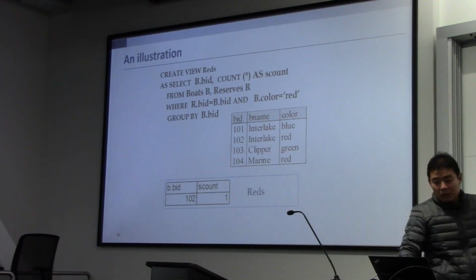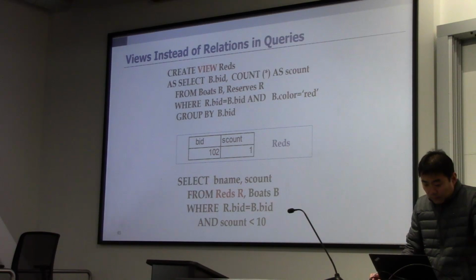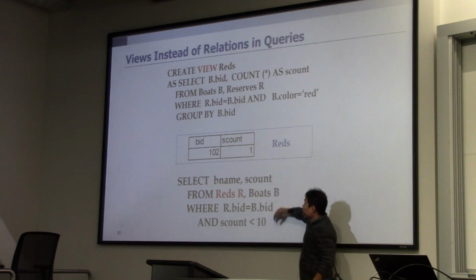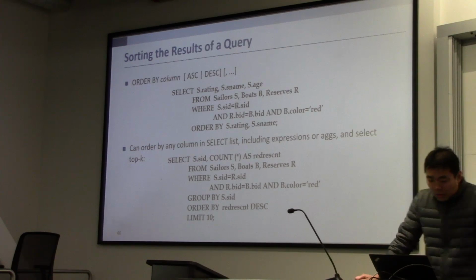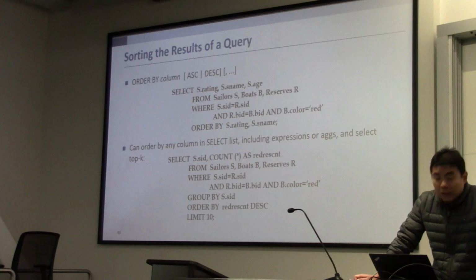Then simply, if I select from Rest, then I can do something like this. I can use Rest in the construction of my query. Okay. So there is also functionality in SQL that enables you to do sorting. For example, you can use order by.